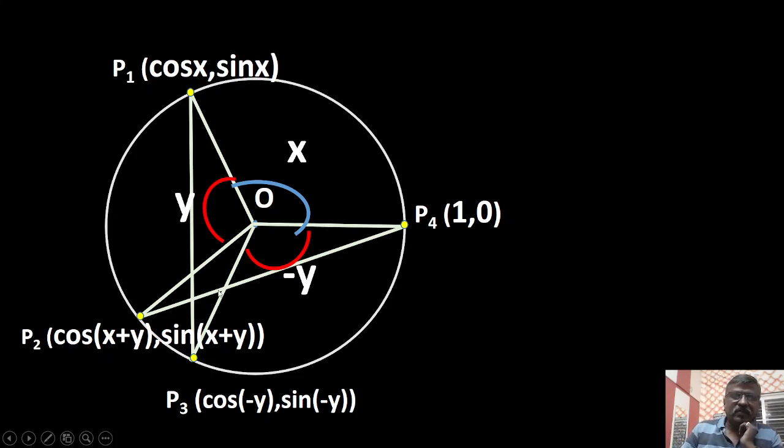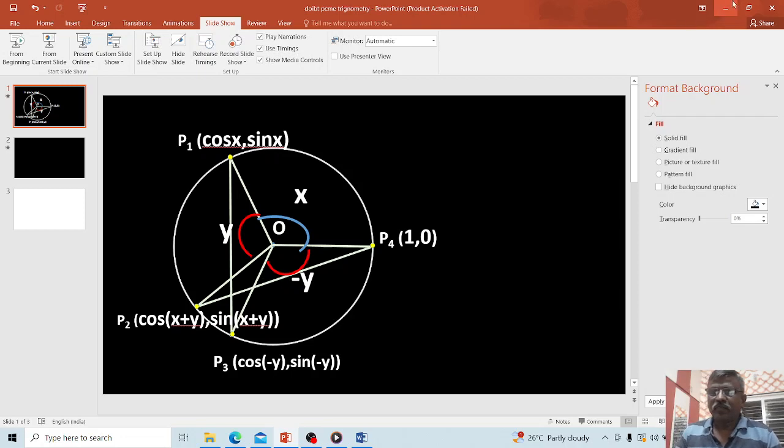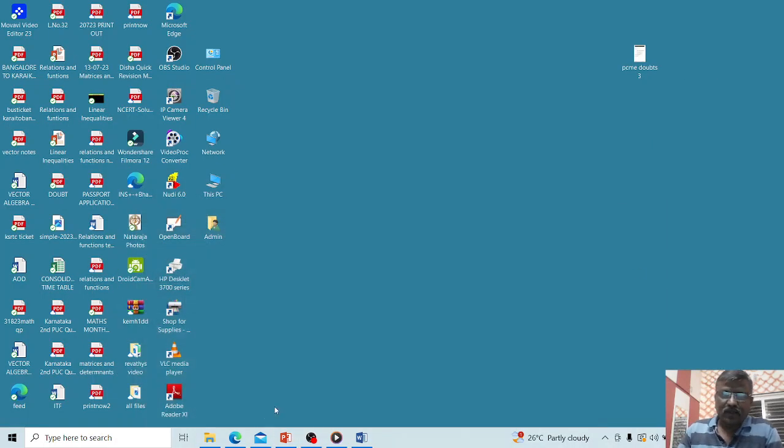With all these points, now you know that these two triangles are congruent. Therefore the P2, P4 side and the P1, P3 side will be congruent, and therefore if you use the distance formula, the distances P1P3 and P2P4 will be exactly the same. On equating we will get the required answer. So for that I am just going to this.